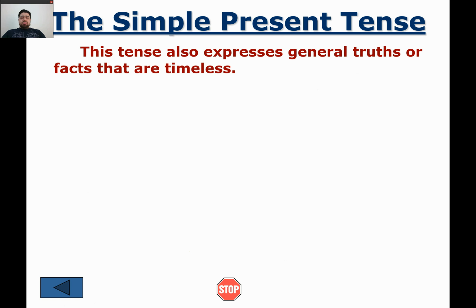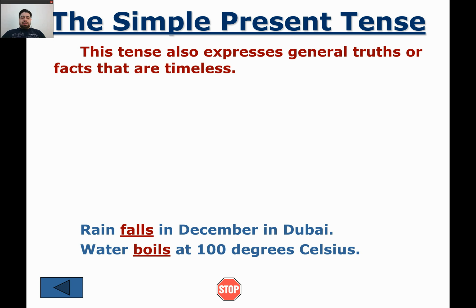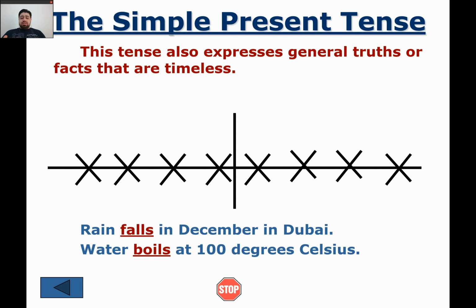This tense is also used to talk about general truths or general facts that are timeless. They are always true regardless of the conditions around them. Something like rain falls in December in Dubai. So we know that in December, January, and sometimes in Feb, it rains here in Dubai. So this is a fact. It's not only this year happening or last year. This is something that we all agree on, right?